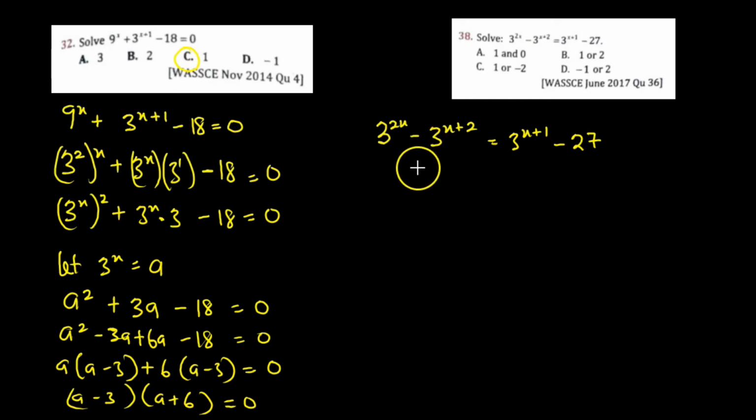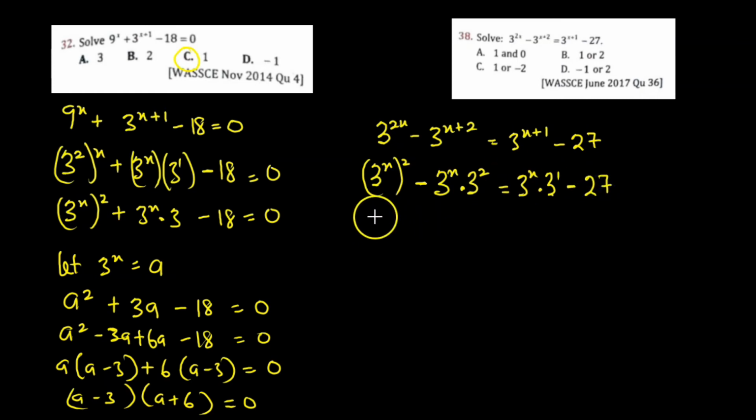We write it in a state whereby we can easily replace the common exponent. Looking at it, we can write it in terms of 3 to the power x so that we can substitute for 3 to the power x in each situation. For 3 to the power 2x, we can write 3 to the power x all to the power 2, minus 3 to the power x times 3 to the power 2, equal to 3 to the power x times 3 to the power 1, minus 27.